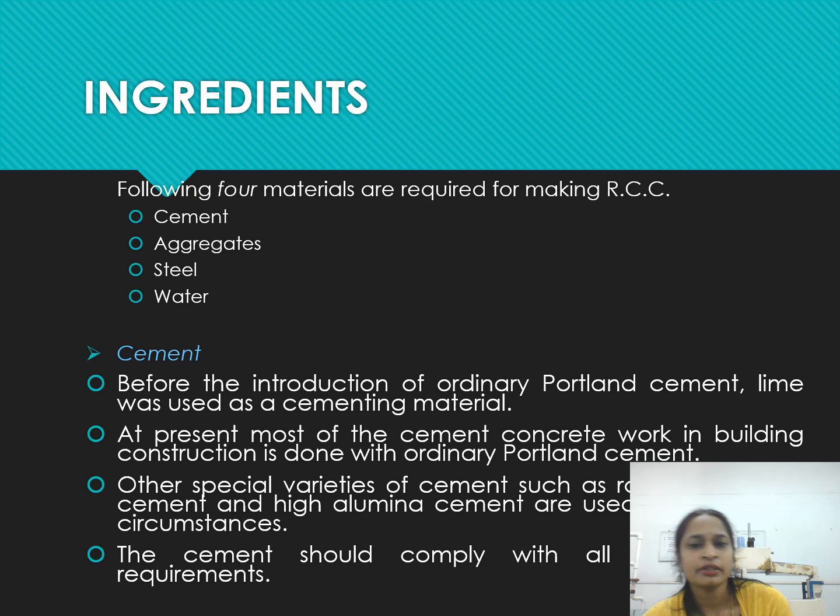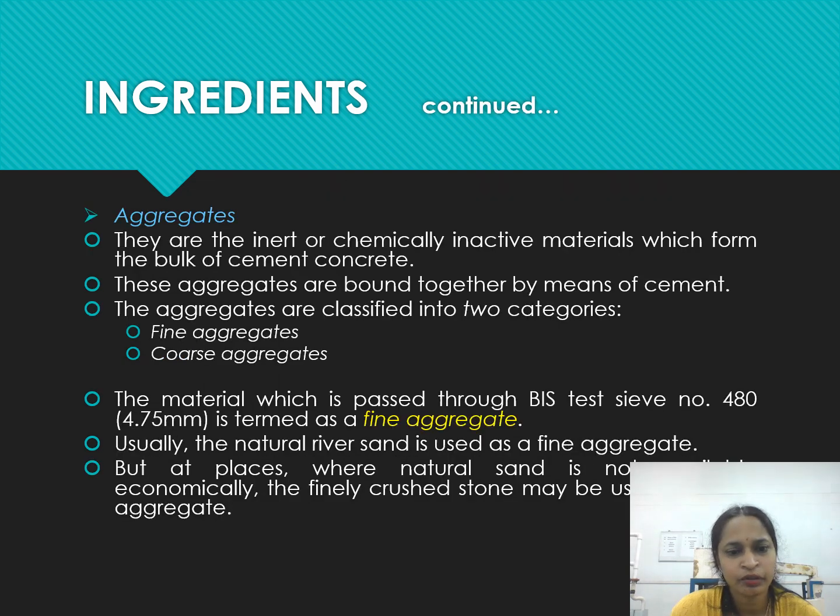Now coming to the ingredients of concrete, four main ingredients which we have already seen: cement, aggregate, steel, water. The aggregates are chemically inert, because they should not react with the mixture, so that they stay inert and give strength to the structure. There are two categories, fine aggregate and coarse aggregate. The material which passes through the BIS test sieve 480, that is 4.75 mm, is termed fine aggregate.